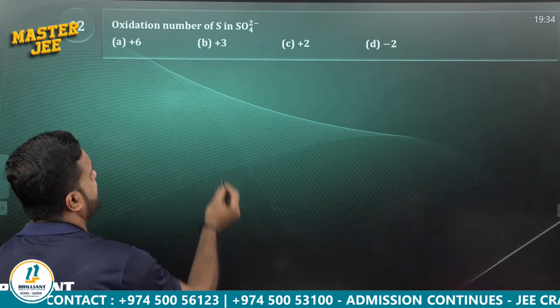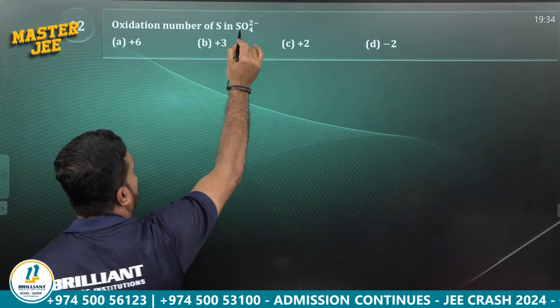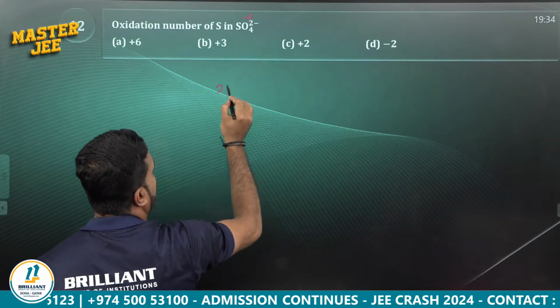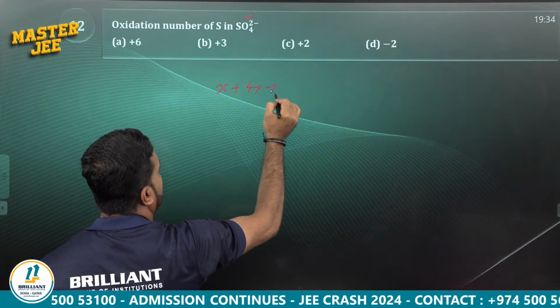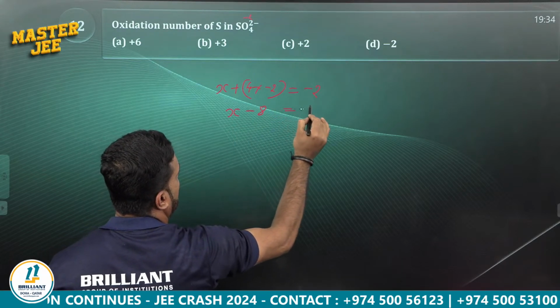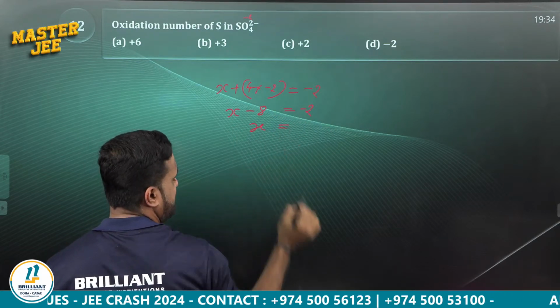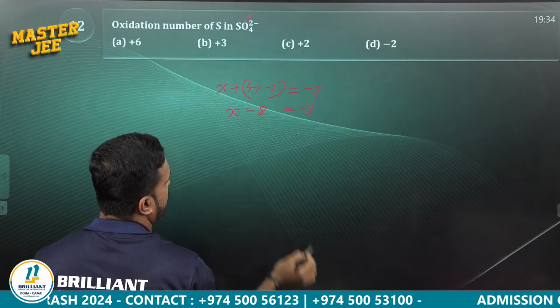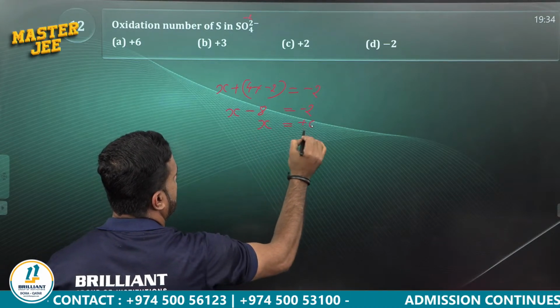What is the oxidation number of S in SO4? Oxygen is -2. So x plus 4 into -2 equal to -2. X minus 8 is equal to -2. X is equal to +6. The easiest one, I think. So x is equal to +6.